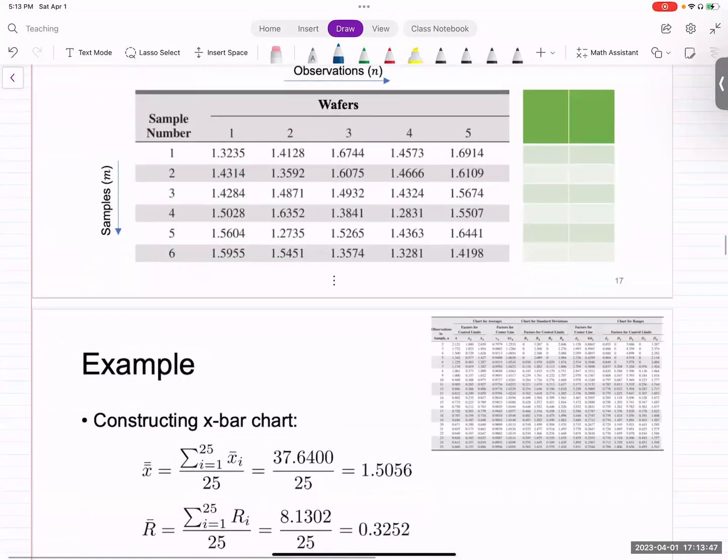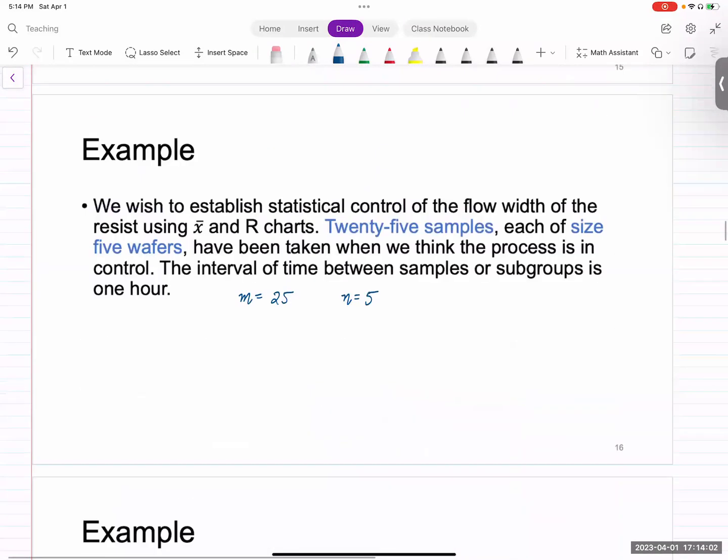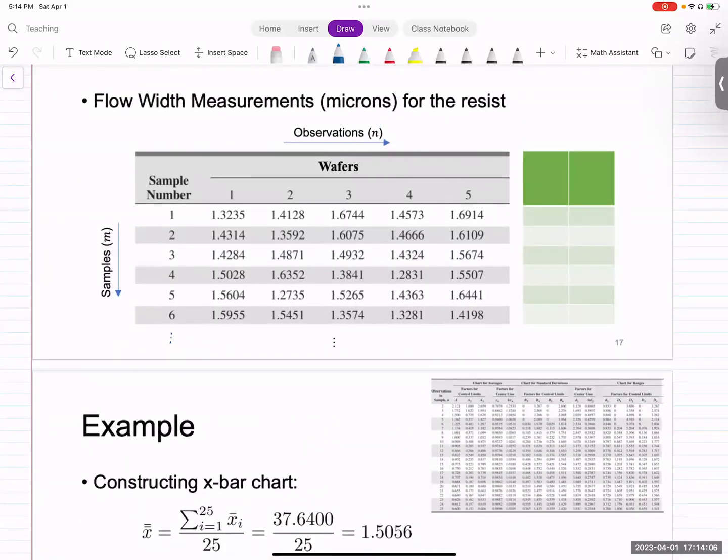But if you actually look at the data, it looks something like this. On the first column, we have the sample number that goes from 1, 2, 3, 4, 5 till 25, and so on. For each sample, you have 5 measurements, on 5 different wafers. So now you can compute X bar and range for every single sample.